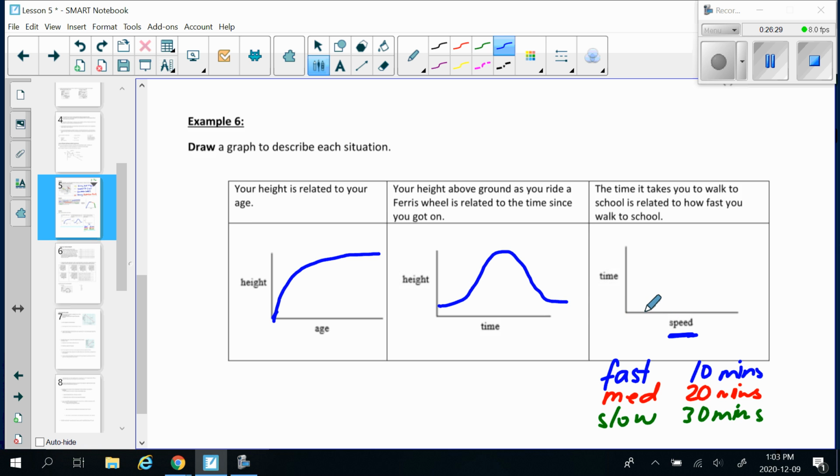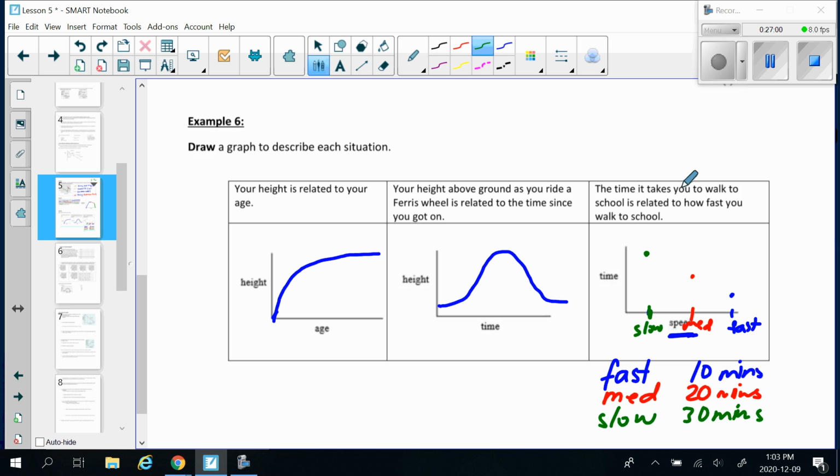Let's say you walk at a pretty slow speed, like this is 10 minutes, or I don't know how fast you're walking here, but let's say that you're walking slowly. So here's slow. Okay. And then here's medium. And then here's fast. Interestingly, if you walk fast, it's going to take you less time. Right? If you walk medium, it's going to take you more time. And if you walk slow, it's going to take you a lot of time.